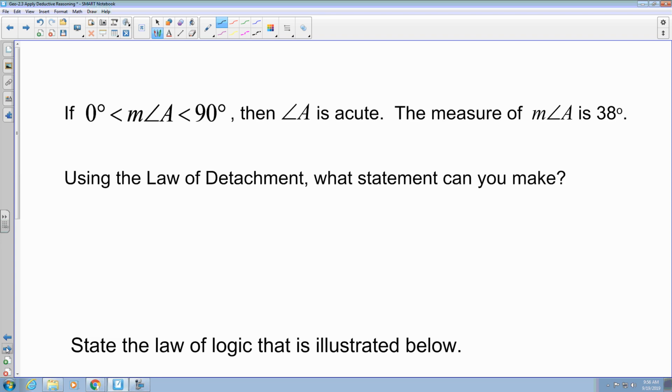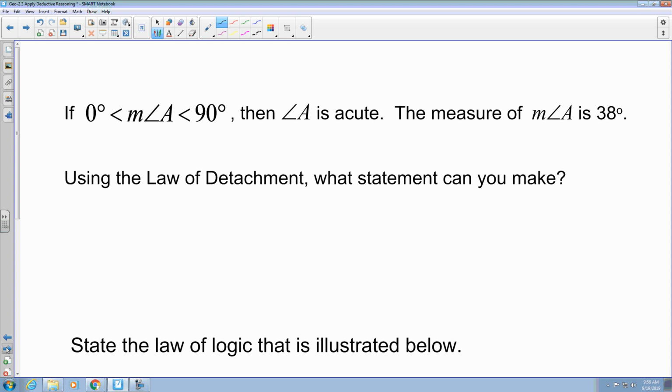So in this example, it says if 0 degrees is less than the measurement of angle A and is also less than 90 degrees, then angle A is acute. The measure of angle A is 38 degrees. So use the law of detachment, and what statement can you make?